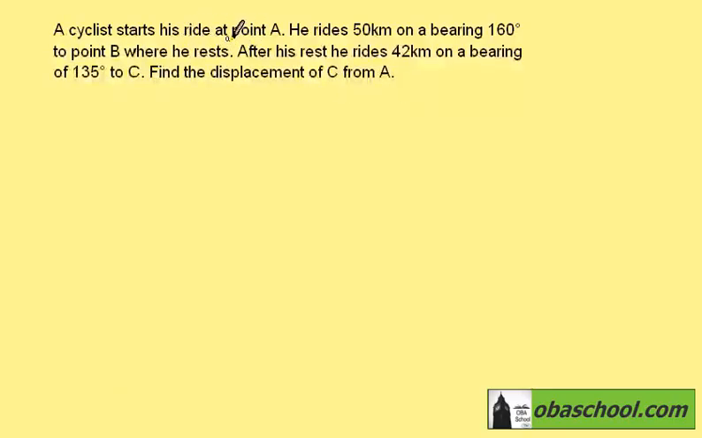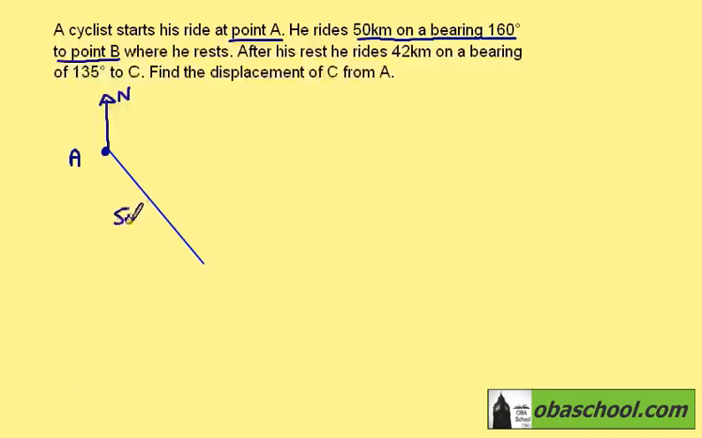We can draw a diagram to help us with this. He starts at point A and walks 50 kilometers on a bearing of 160 to point B. So if we put point A on our diagram, we need to add a north line so we can do the direction. 160 degrees will be approximately in this direction.